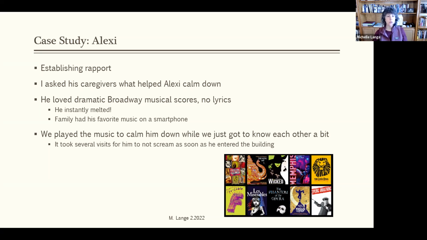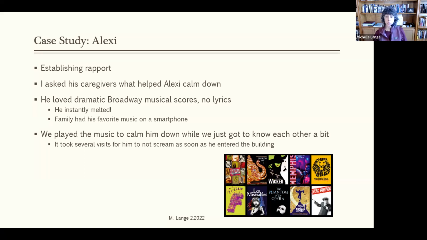Well, I found out that he really loved Broadway musical scores, those really big sweeping musical scores. But he didn't like it if there were any lyrics. So they had a collection of these, and they could play them to help him calm down. As soon as that music started, he went from very agitated, posturing, lots of tone, lots of movement patterns, to mush. He just melted.